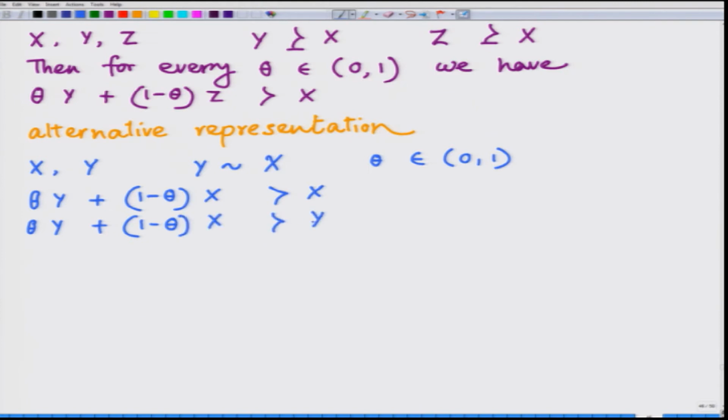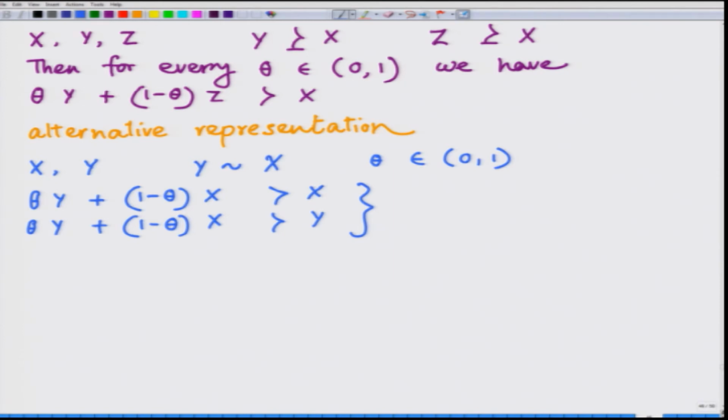If we want to put these two mathematical statements in words, we can say that for two bundles that are equivalent, in this case Y and X, a weighted average of the two bundles is better than each of these bundles. So, the consumer prefers a convex combination of two different bundles over the individual bundles.